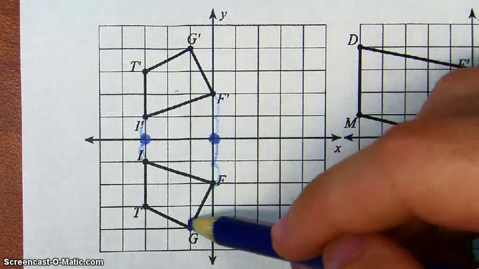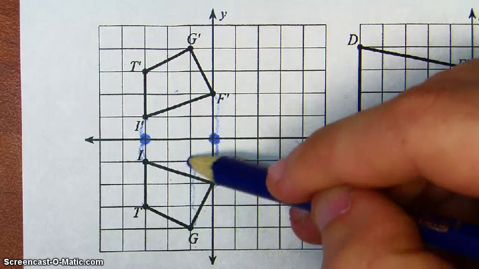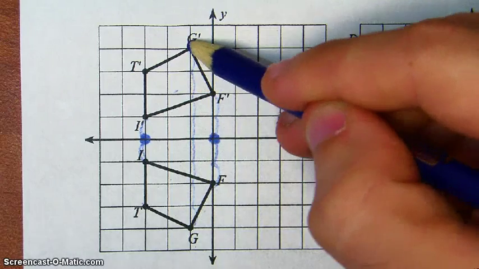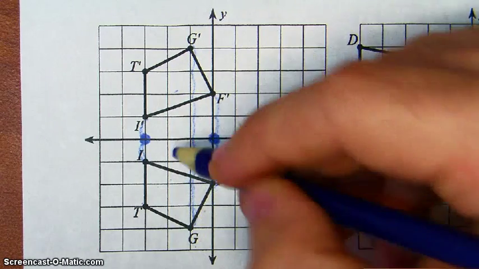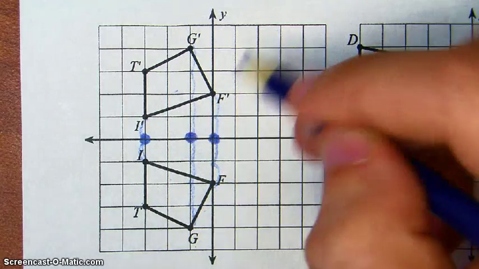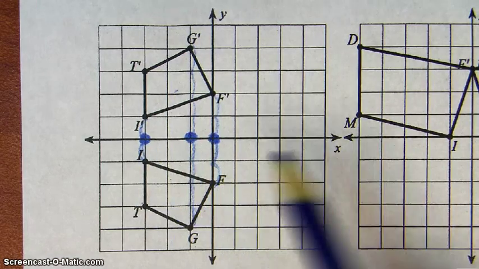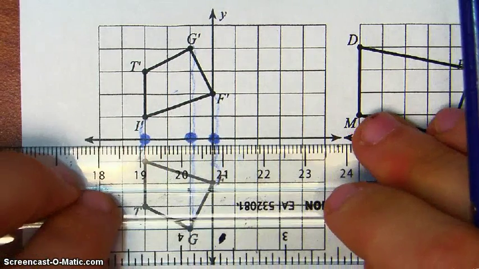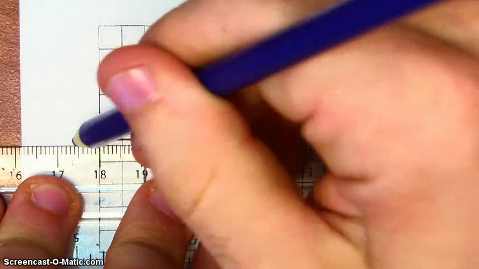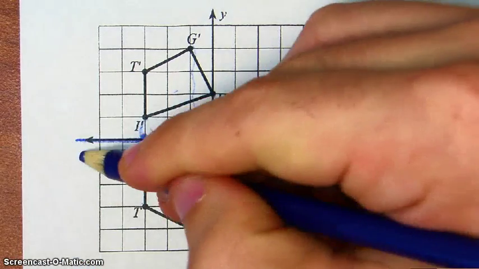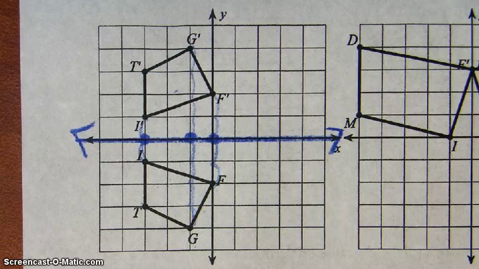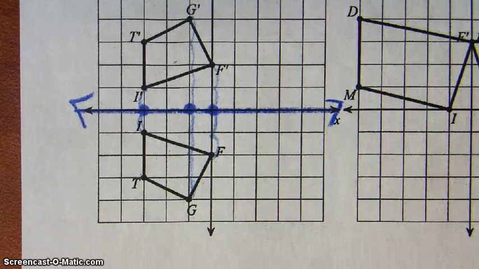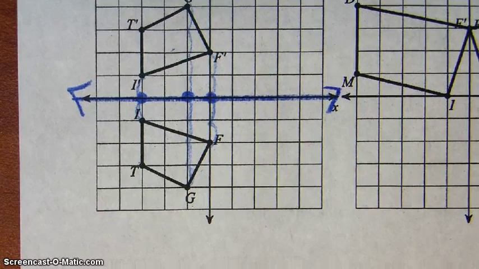Let's do one more. Between G and G prime, it is 1, 2, 3, 4, 5, 6, 7, 8 spaces, and so halfway is 1, 2, 3, 4. Midpoint is right there. Notice how all of those midpoints are lining up on the same line? That line will be the bisector, halfway between those two images, and there's my line of reflection. Once you've drawn that, the next question is how do we notate that? How do we describe that line we've just drawn?